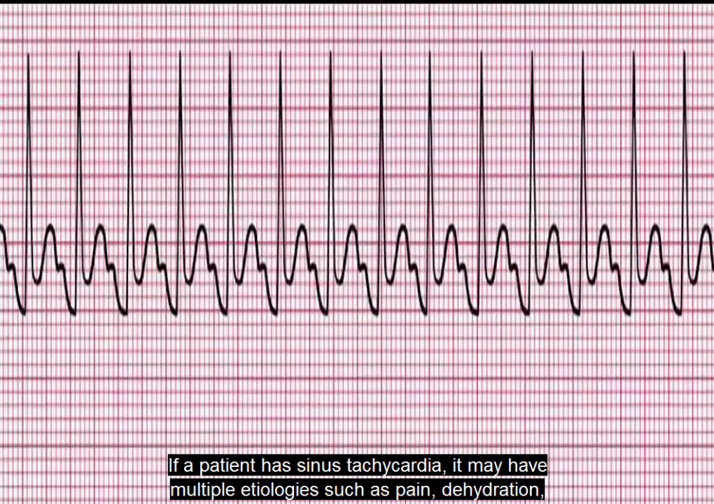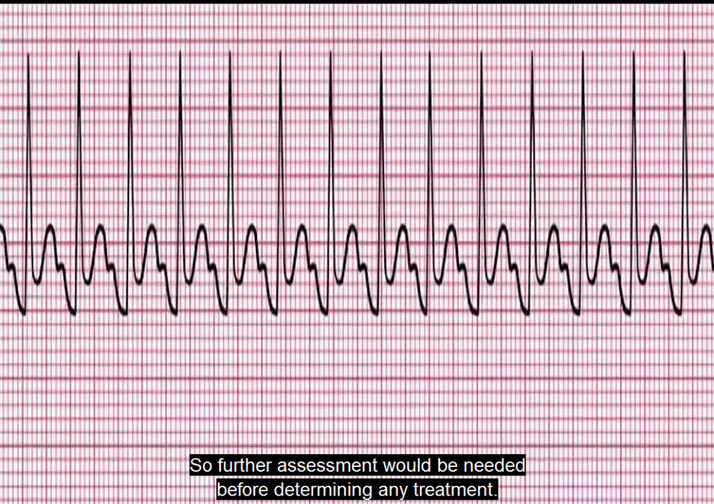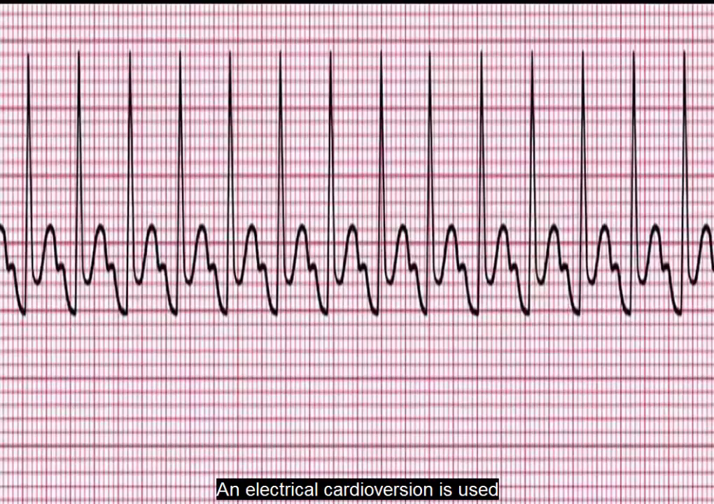If a patient has sinus tachycardia, it may have multiple etiologies such as pain, dehydration, anxiety, or even myocardial ischemia. So further assessment would be needed before determining any treatment. Vagal stimulation or a beta blocker may be used after further assessment of a patient. Electrocardioversion is used for some tachydysrhythmias, but not for sinus tachycardia.